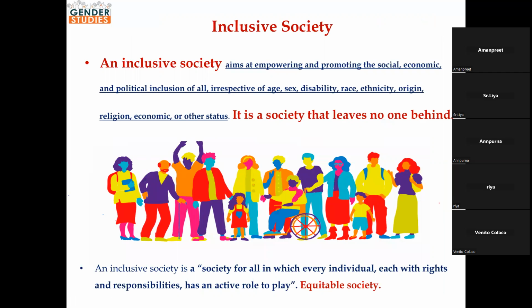Okay. So in the 21st century, we are talking about the inclusive society, right? We are talking about the equitable society. And guys, it can't be achieved unless we have knowledge of gender awareness, the knowledge of gender studies, gender identity, right? So why are we learning gender studies in our B.Ed program? Because you are going to become a teacher, right?